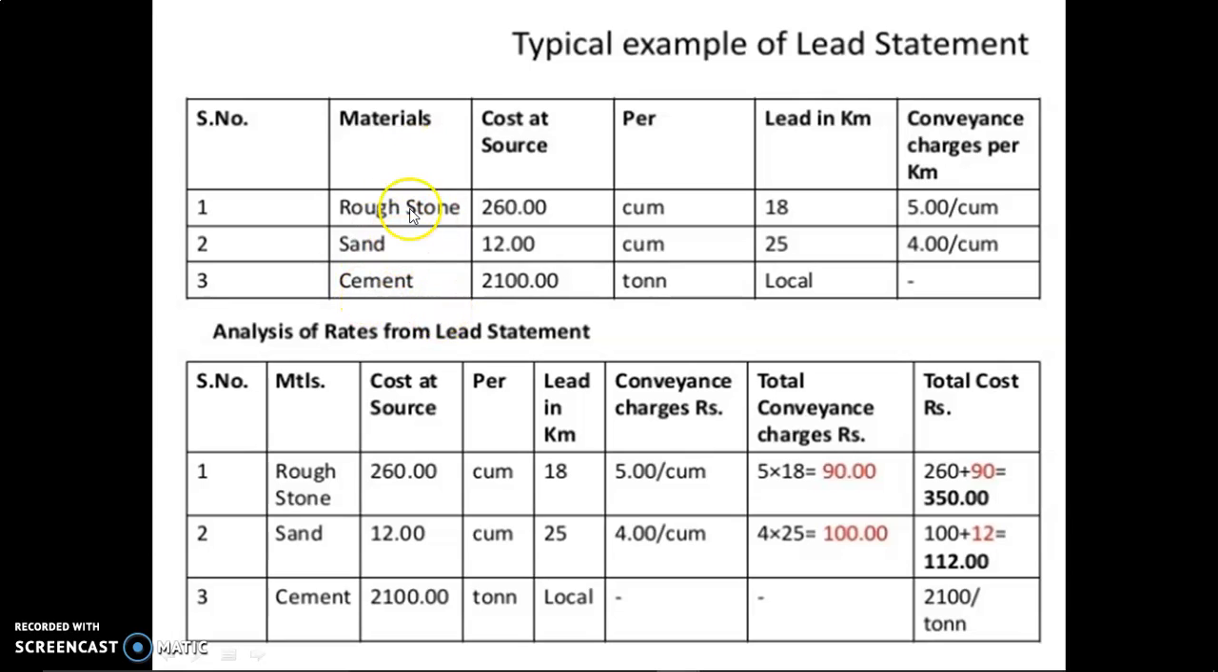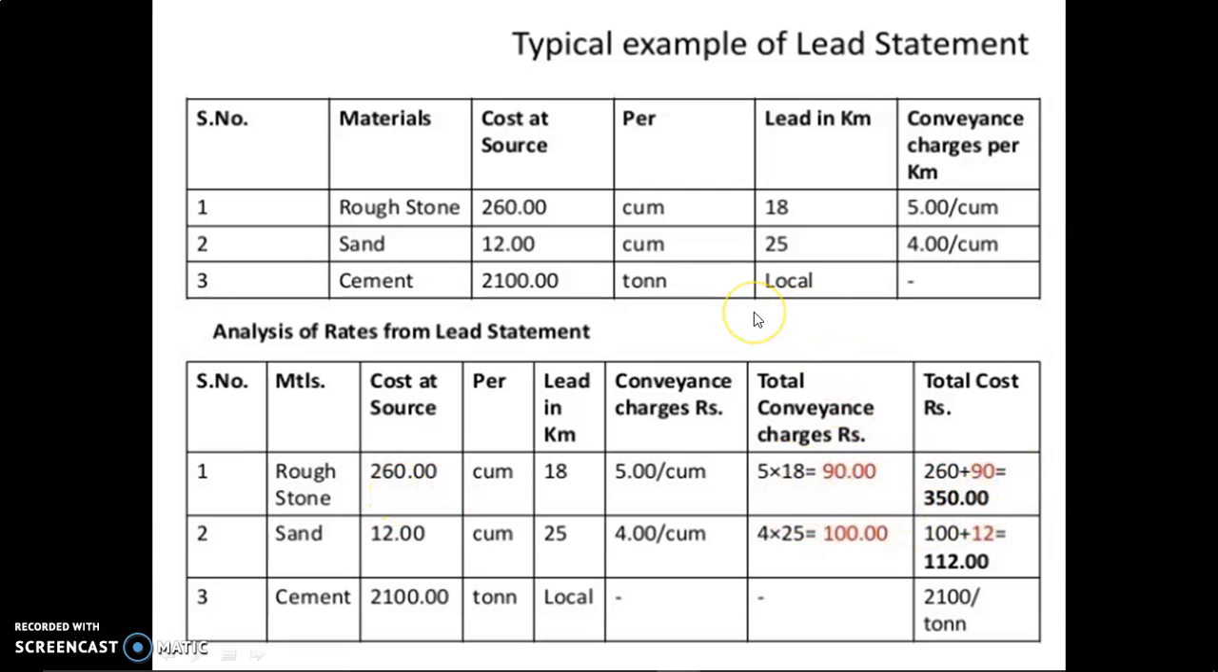We have these different materials and the cost of these different materials at a particular source is this. Now we have to transport this material 18 kilometers, means from source to the construction site, and the conveyance charge per kilometer is 5. So we have to multiply this kilometer with this 5 and add this value to our cost at source, means origin cost. So here we take 5 into 18 and we get 90, so we have to add 90 to 260 cost. So here we get total cost is 350.